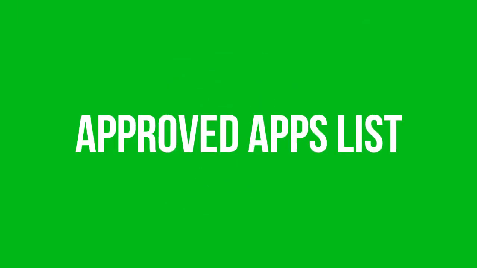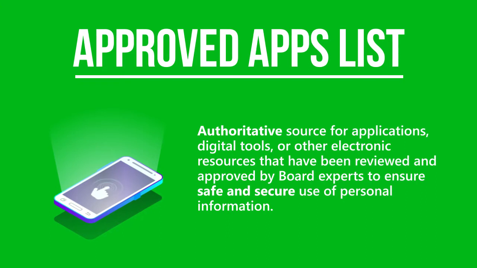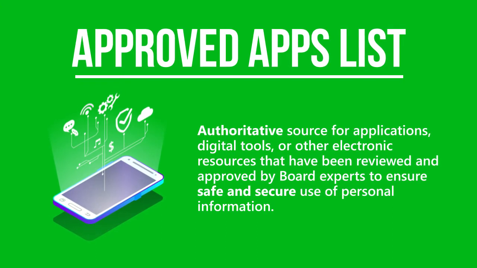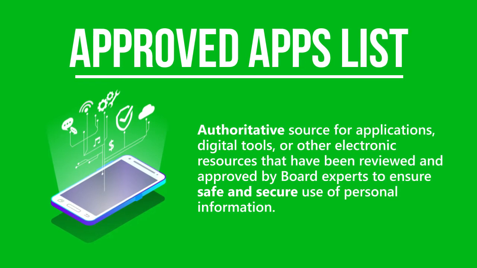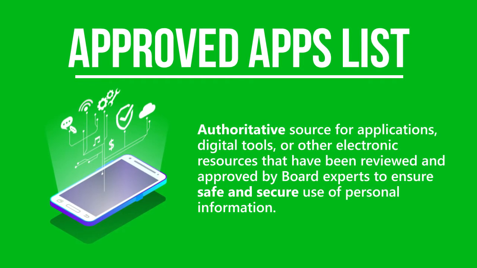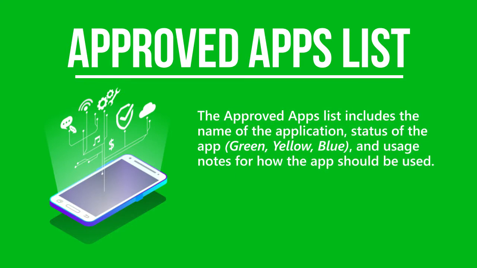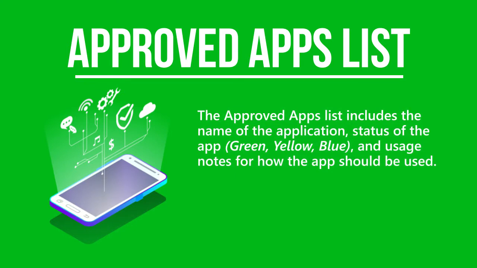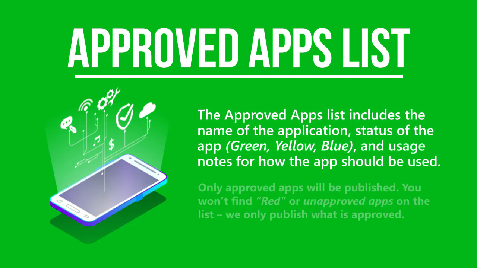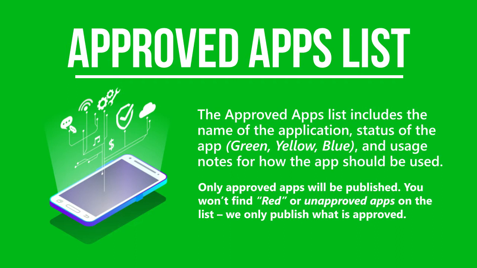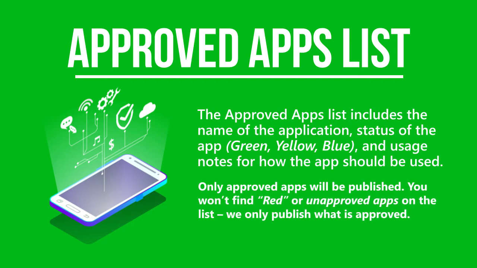Approved Apps List. The Approved Apps List is the authoritative source for applications, digital tools, or other electronic resources that have been reviewed and approved by board experts to ensure safe and secure use of personal information. The Approved Apps List includes the name of the application, status of the app, green, yellow, blue, and usage notes for how the app should be used. Only approved apps will be published. You won't find red or unapproved apps on the list. We only publish what is approved.